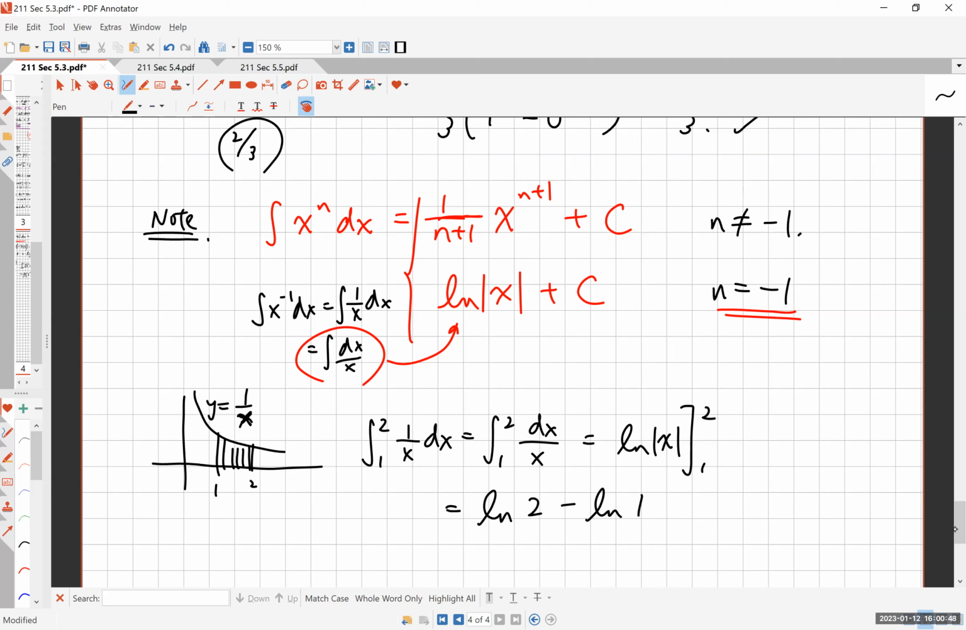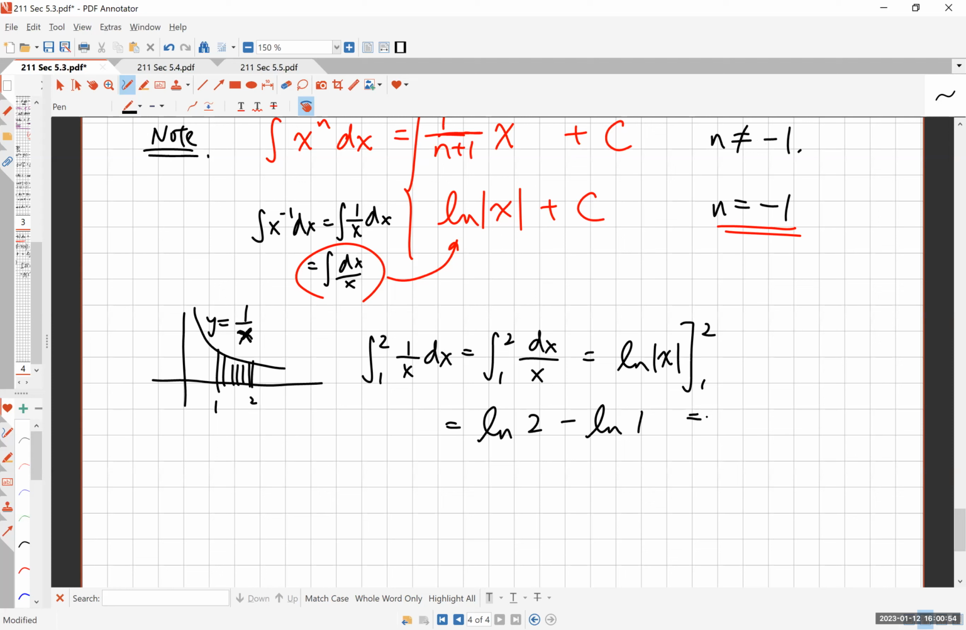Can you simplify this? Do you know what ln of 2 is? I don't know. Okay, but it's a number such that e to this number is going to give you 2. Now, ln of 1 is a number such that e to this number is going to give you 1. But you know that number. This is 0, right? So this is actually natural log of 2. All right.